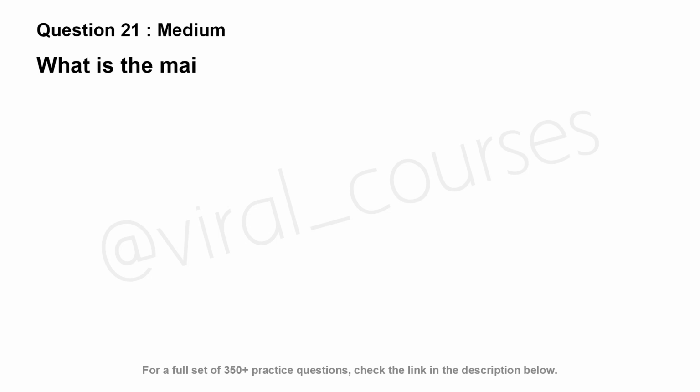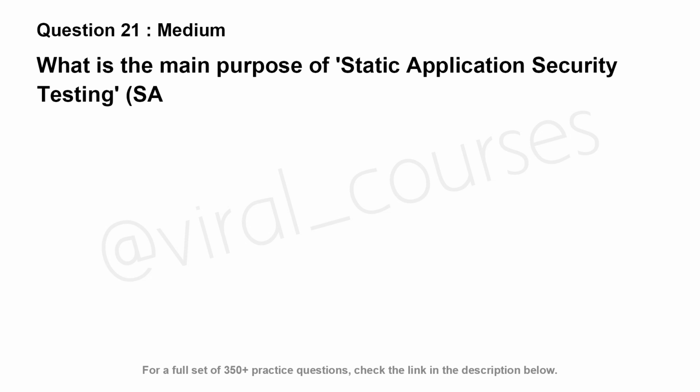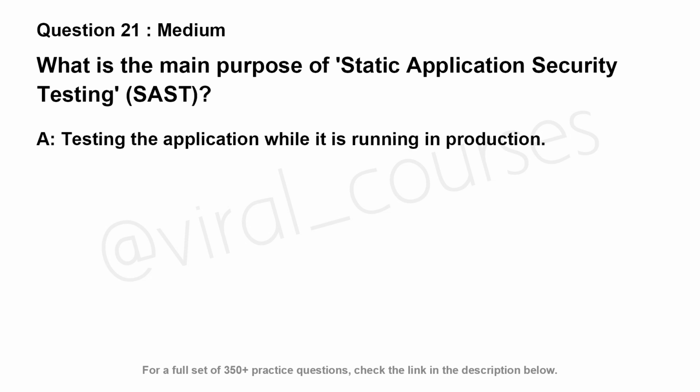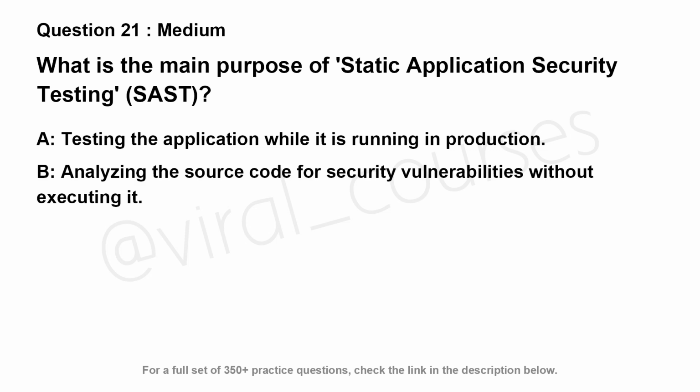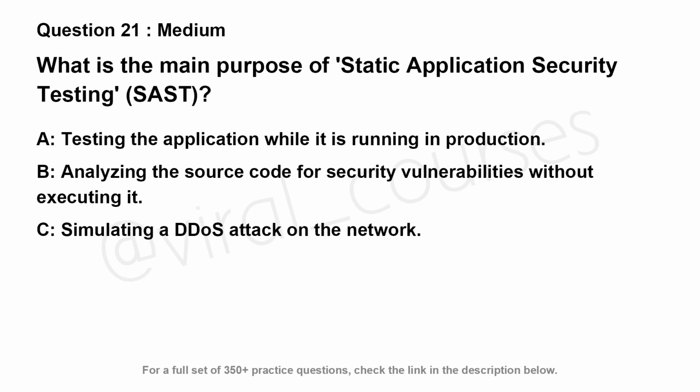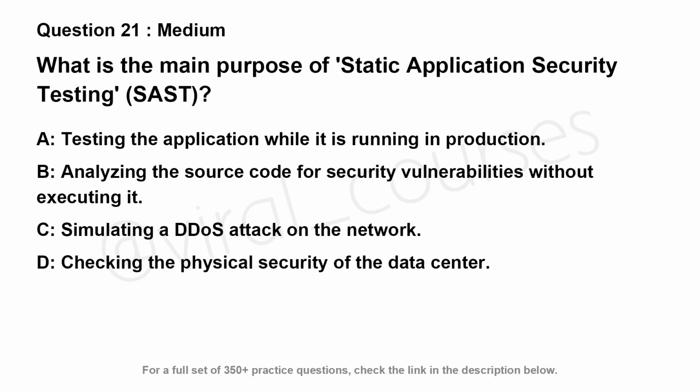What is the main purpose of Static Application Security Testing, SAST? Option A, testing the application while it is running in production. Option B, analyzing the source code for security vulnerabilities without executing it. Option C, simulating a DDoS attack on the network. Option D, checking the physical security of the data center.